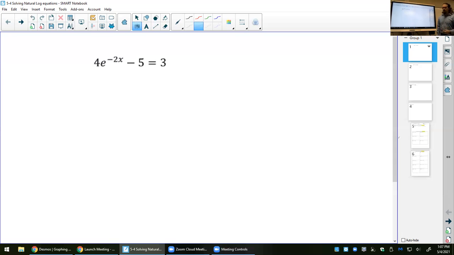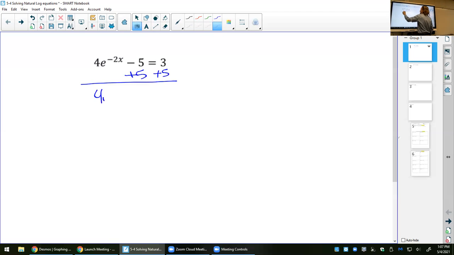So if I want to write this as a logarithm, I need to get this e to the negative 2x all by itself. So we think, how do we get rid of this times 4 and this minus 5? And remember, this isn't a logarithm, so you don't use the properties of logarithms. You just think of this as a regular old equation. So how do I get rid of times 4 and minus 5? So we say plus 5 first, both sides.